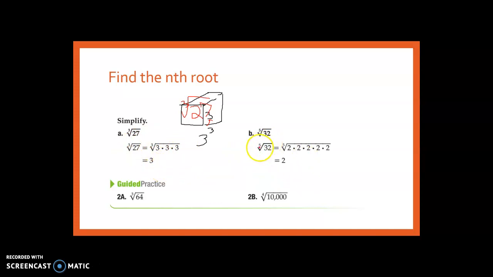Same thing with 32, the fifth root of 32. You're looking for what number can I multiply by itself 5 times to get 32? Well, that number happens to be 2. So the fifth root of 32 is 2.